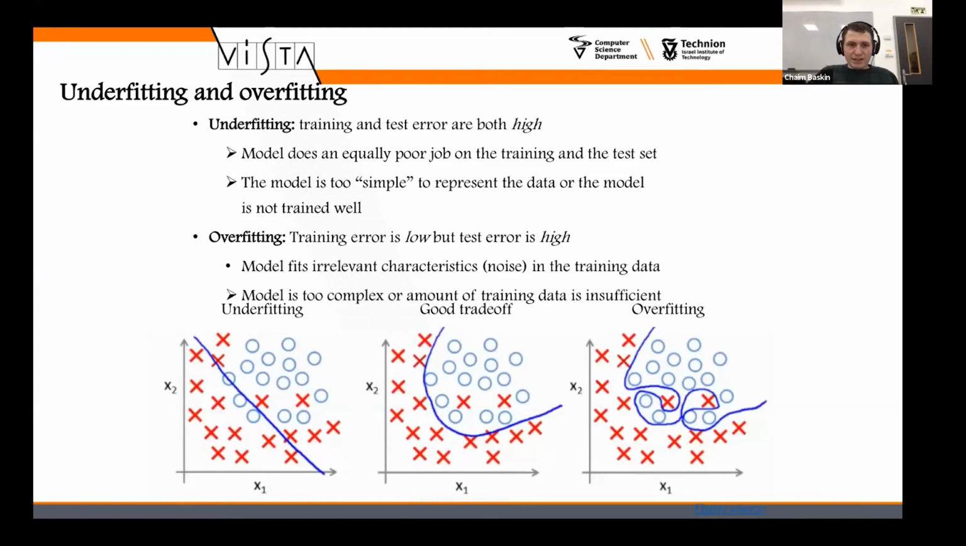So here we have underfitting because you have a lot of samples that you actually misclassify, and here we have a good trade-off because most of the samples you classify well, and it's also more general, so it means that the validation error will also be small.